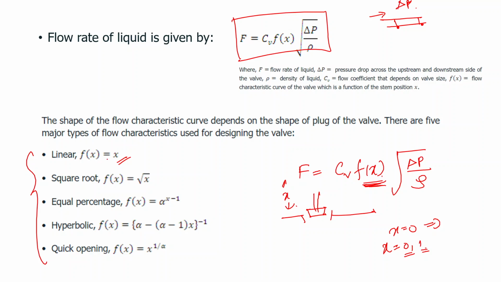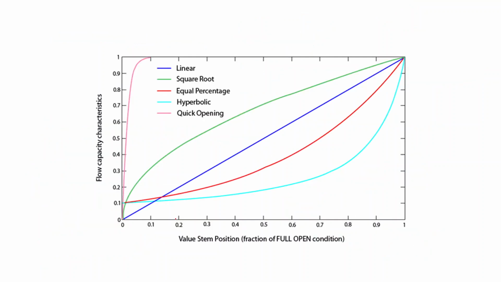On the basis of that, we have the linear characteristic given by f of x equal to x. Then we have the square root valve where f of x is equal to the square root of x. Then equal percentage valves are given by alpha raised to x minus 1. Then the hyperbolic valve and quick opening valve. If we see the flow capacity characteristics versus the stem position, so basically this value of x, then we will get such a kind of graph.